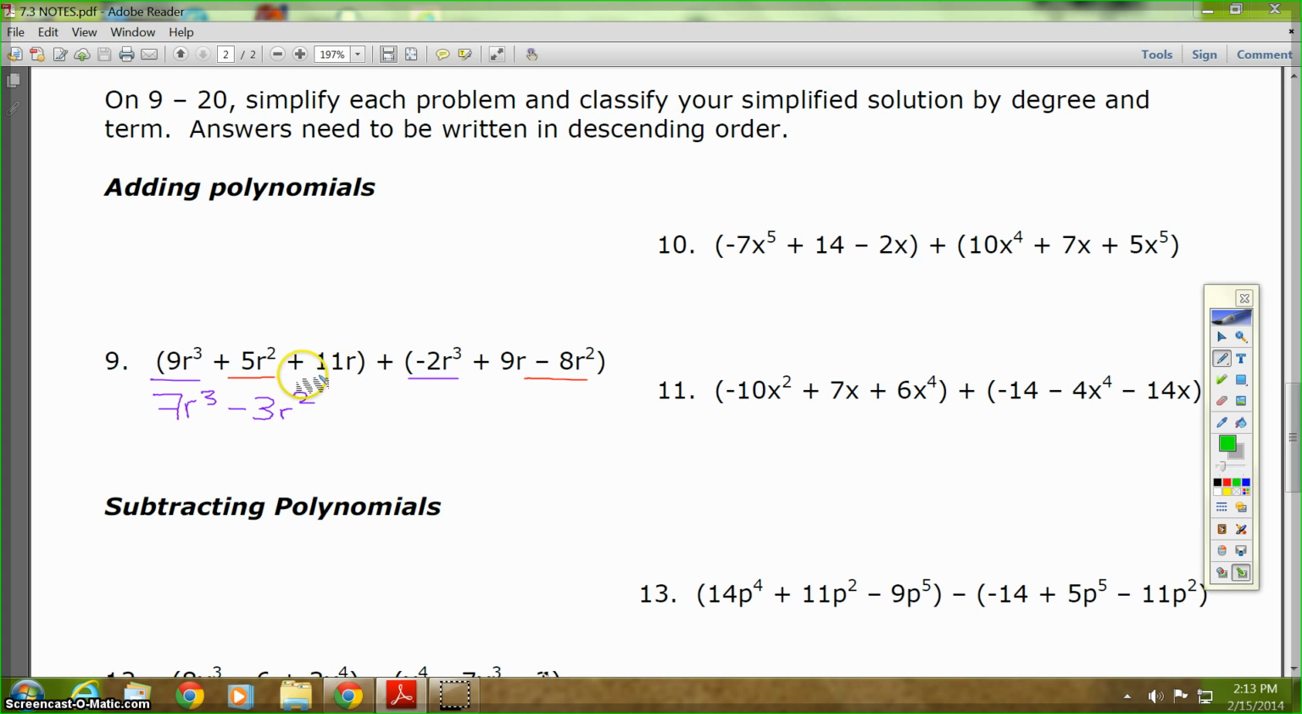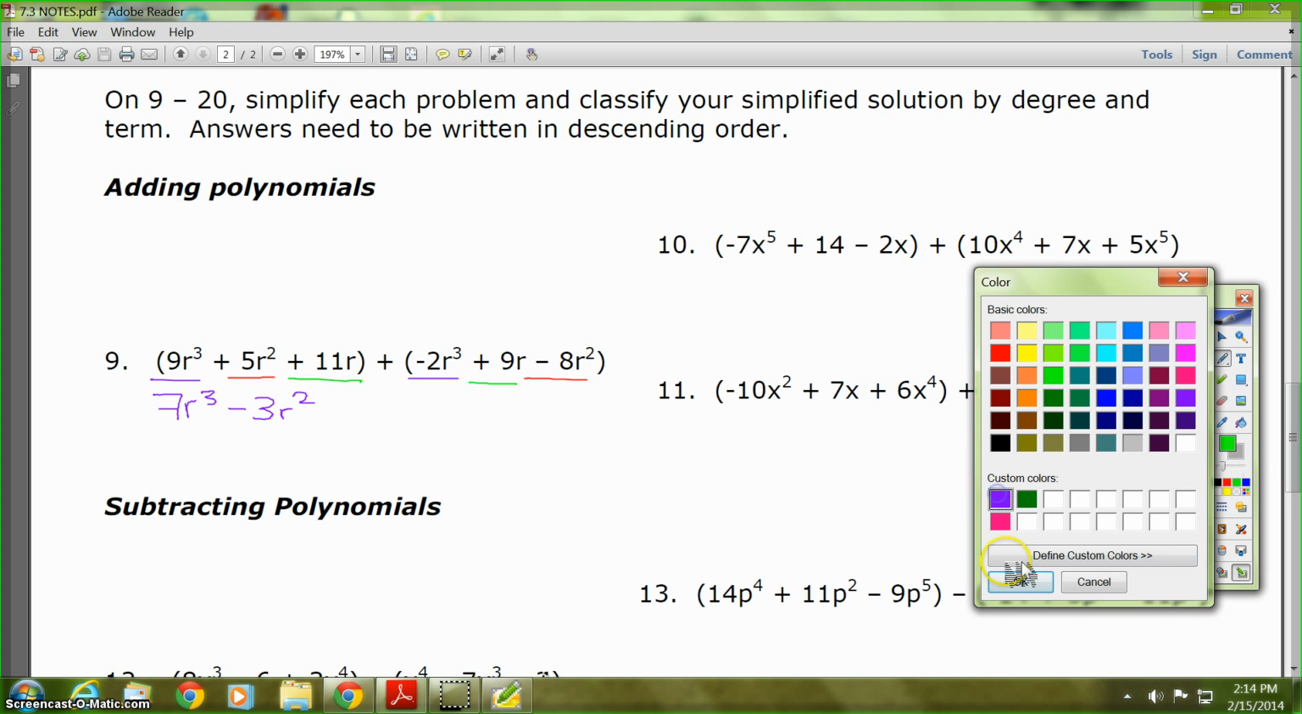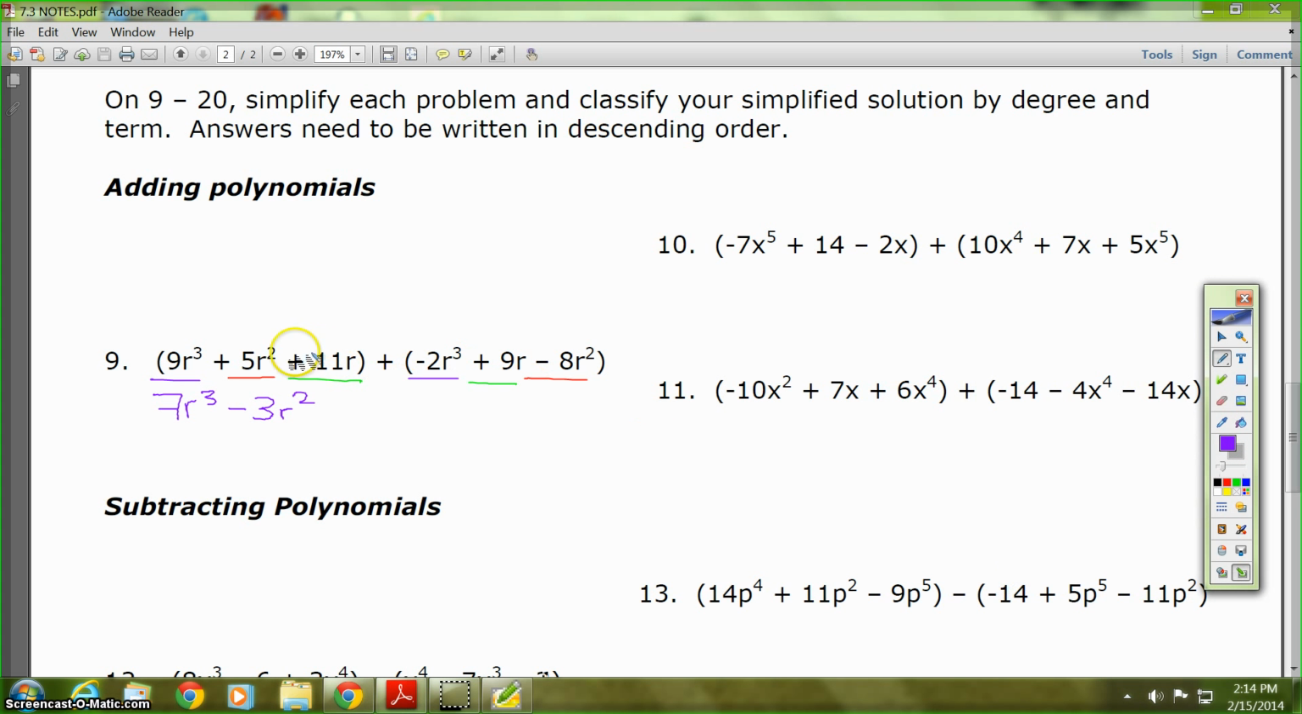And then I have one more term left. I have an 11r and I have a 9r. So I can combine those, and I'm going to have 20r. So I combined the terms that I have that were alike, and this is my simplified expression.